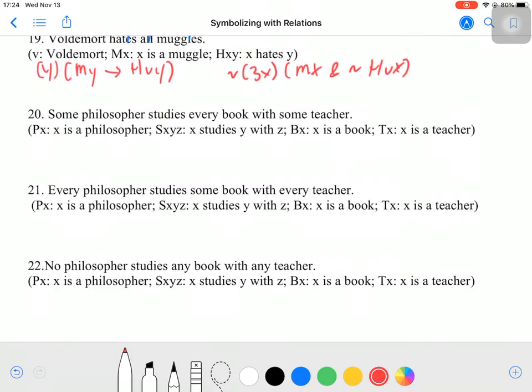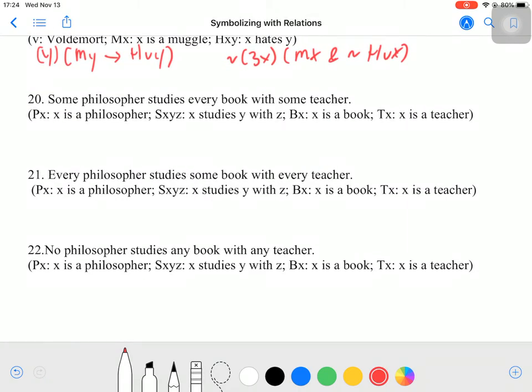Now we get into the longer ones. Some philosopher studies every book with some teacher. So some, there exists some type of x, such that x is a philosopher. Studies is s, x, y, z. Every book is going to be studies y part, all y, and we know that y is a book, with some z. So there exists some z such that z is a teacher.